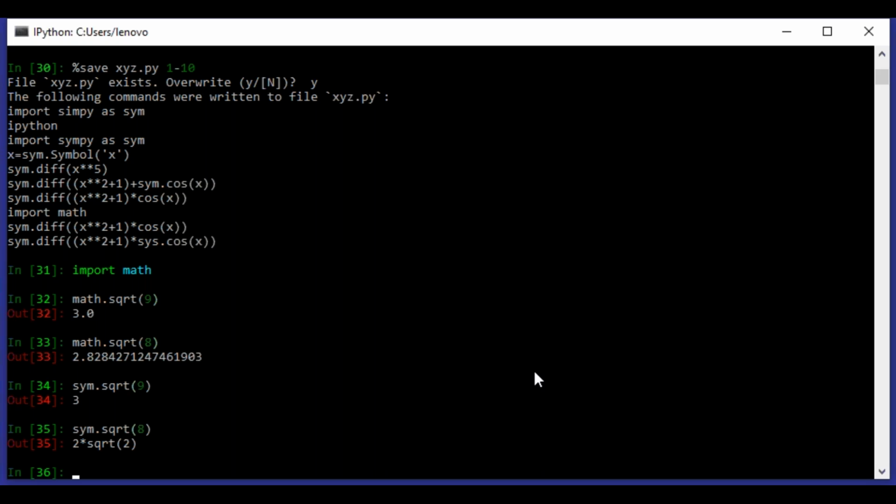When we make use of this SymPy package, initially the square root of 8 showed a value. We know it is not the exact value, and we cannot represent it by a finite decimal. Since it is an irrational number, we can make use of symbolic computation. That is why, with SymPy, the square root of 8 is displayed as 2 into square root of 2, that is, 2 root 2.